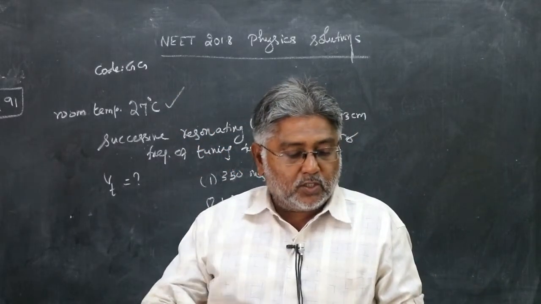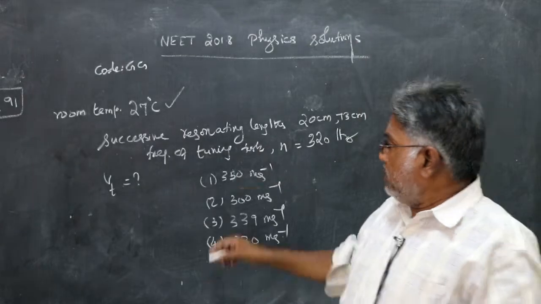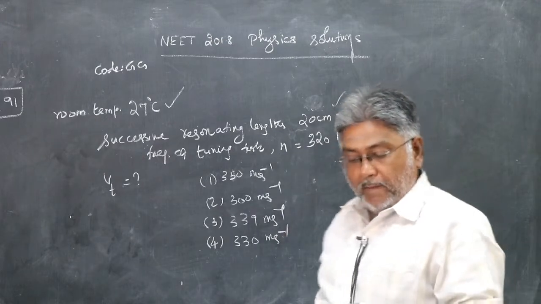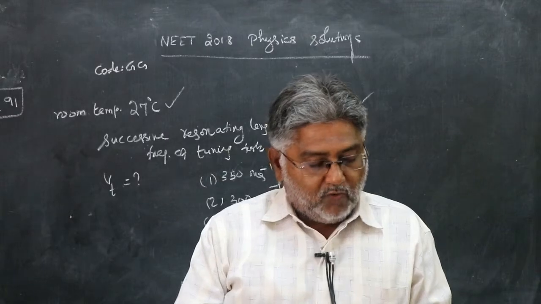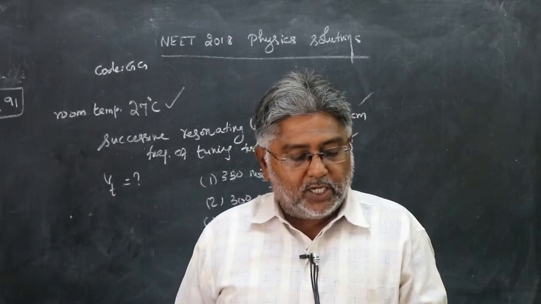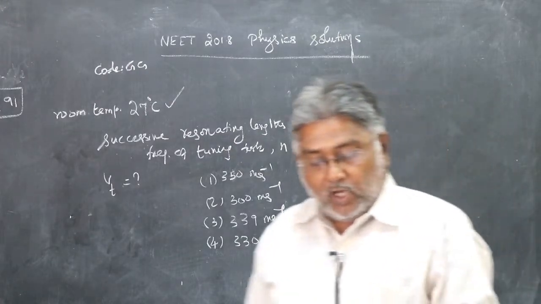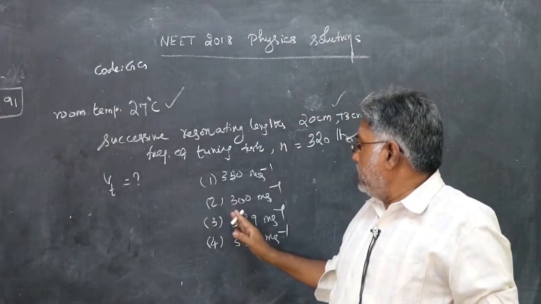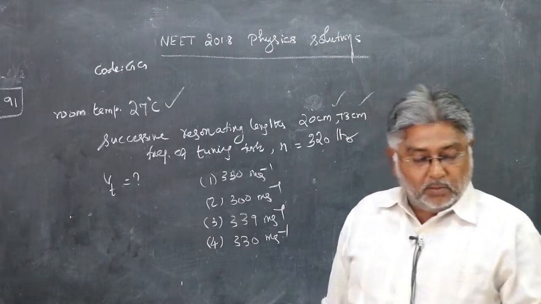Two successive resonances are produced at 20 centimeter and 73 centimeter of column length. If the frequency of the tuning fork is 320 Hertz, the velocity of sound in air at 27 degrees C is, 4 options: 350 meter per second, 300 meter per second, 339 meter per second, 330 meter per second.